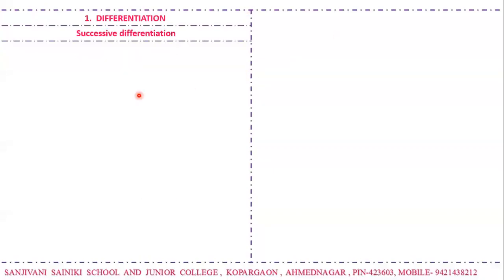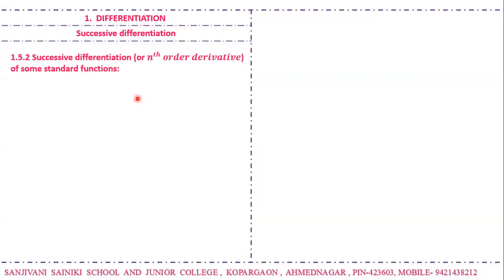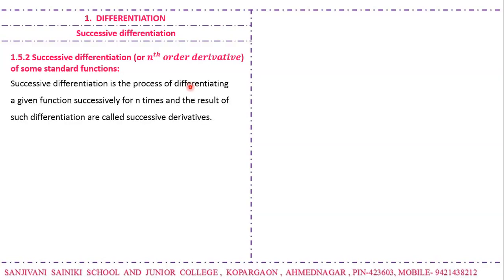Differentiation, in that, successive differentiation. Now, what is meant by successive differentiation? Or it is also called the nth order derivative of some standard functions. So, successive differentiation is the process of differentiating the given function successively n times, and the result of such differentiation is called successive differentiation.